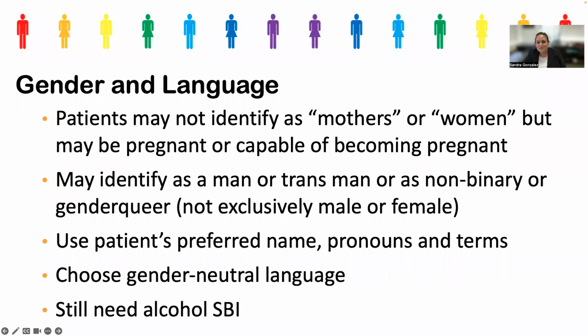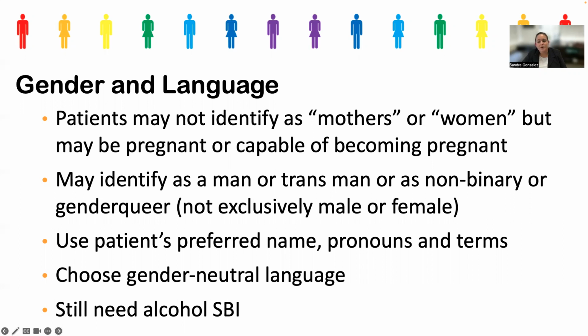If you remember from section 1, we must also be aware of and responsive to matters related to gender identity in order to provide the best care for all of our patients. Patients may identify as a man or a trans man or as non-binary or genderqueer and have reproductive organs that make them capable of being or becoming pregnant.